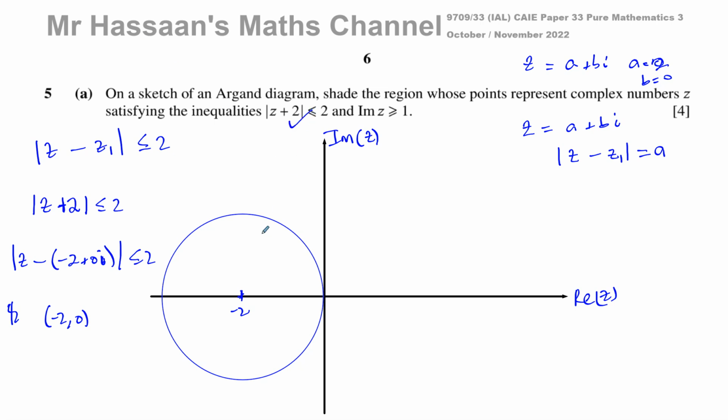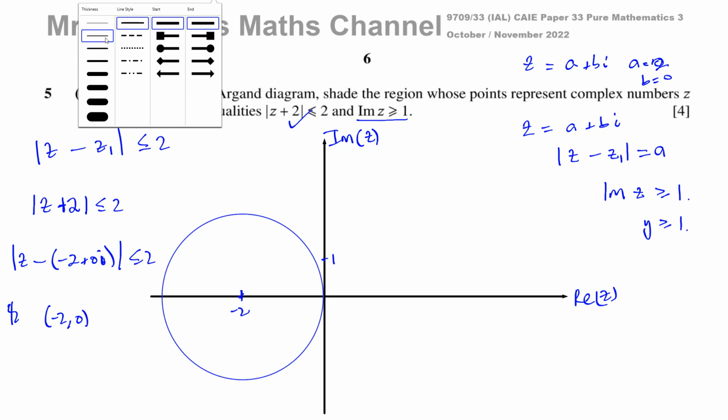We've drawn that part, and we have to do the shading, but I'm not going to shade until we look at this other condition here. What this means is the imaginary part of our complex number is greater than or equal to 1. The imaginary part is always on the y-axis, so we have to draw the line y is greater than or equal to 1. We only consider the imaginary part, so we're going to go to 1 here and draw a line, and that line is going to be solid.